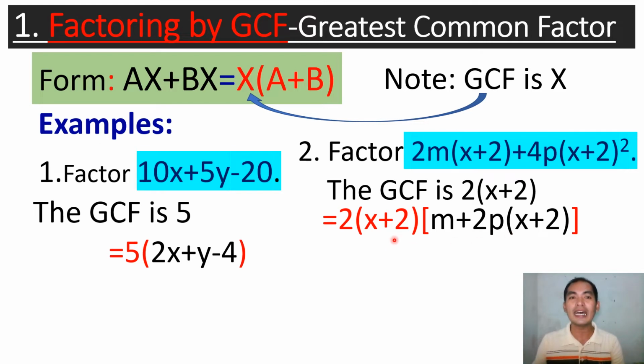Ito na po ang factored form of the two terms: 2 times the quantity of x plus 2, bracket m plus 2p times the quantity of x plus 2.